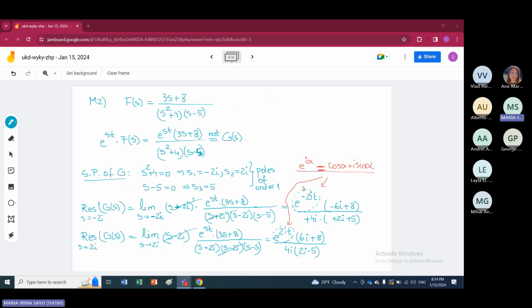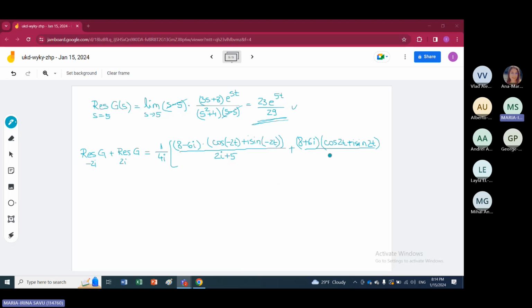And you have 2i minus 5. Okay. Then we must amplify with 2i minus 5 and 2i plus 5. And we get, let's see the computations here quickly. We get 16i from here and 30i from here. Okay, so in the end we have 46i.